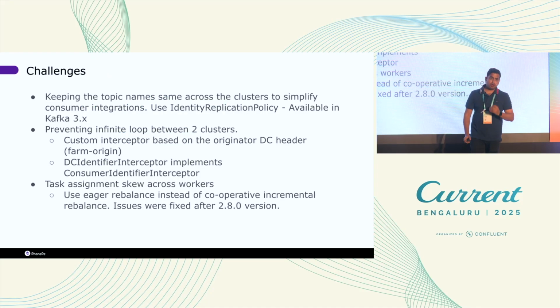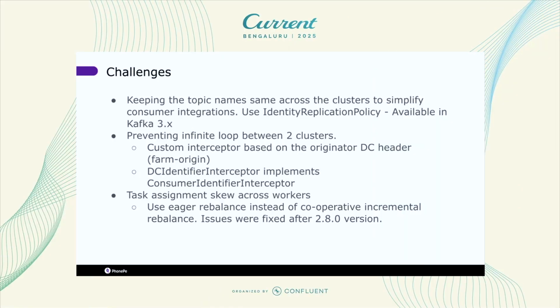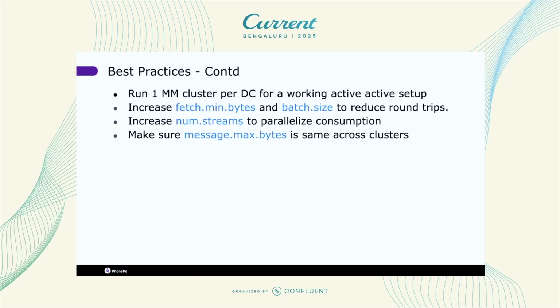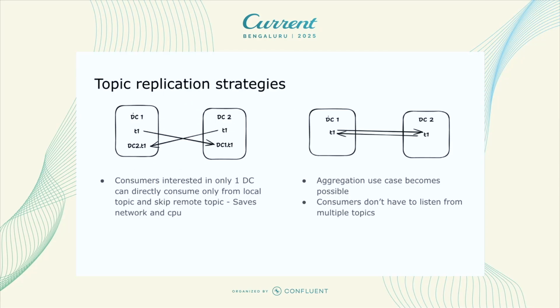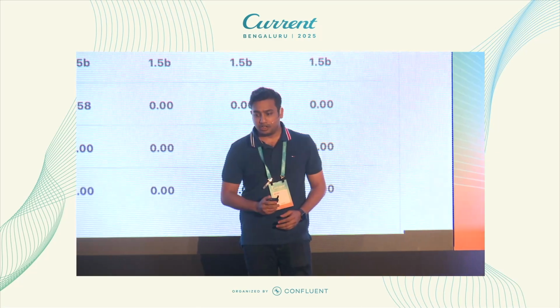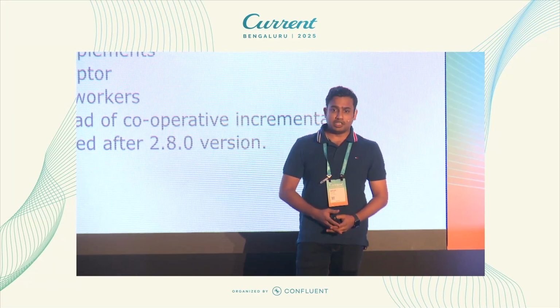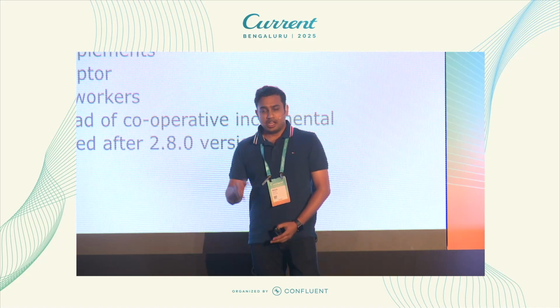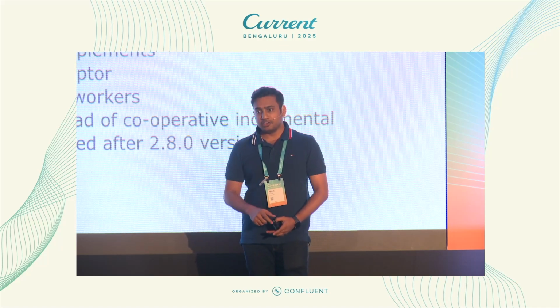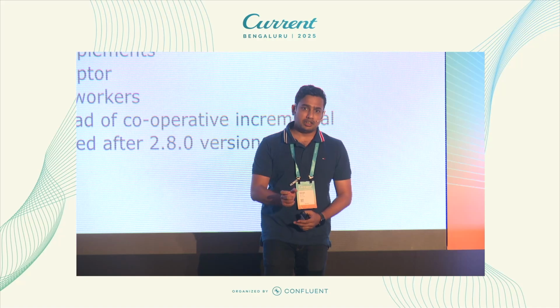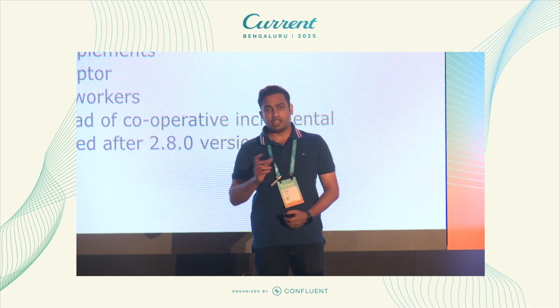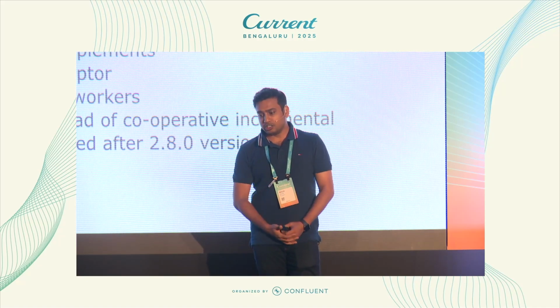Next, I'll talk about the different challenges we have faced over the years in setting up MirrorMaker. Earlier I talked about the two different ways in which you can set up topic replication. For the DC one, where you want to keep the topic name the same across your data centers, you can use the identity replication policy, which is available in Kafka 3.x. The default replication policy always adds a prefix of the data center, but using identity replication policy, you can ensure that the topic name remains consistent across the clusters.